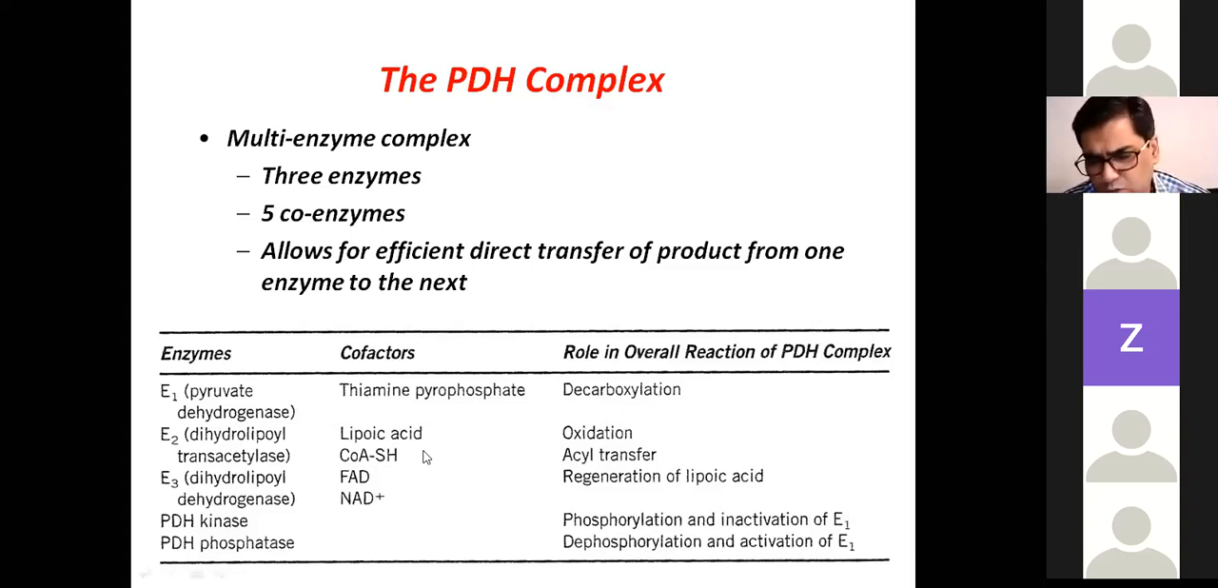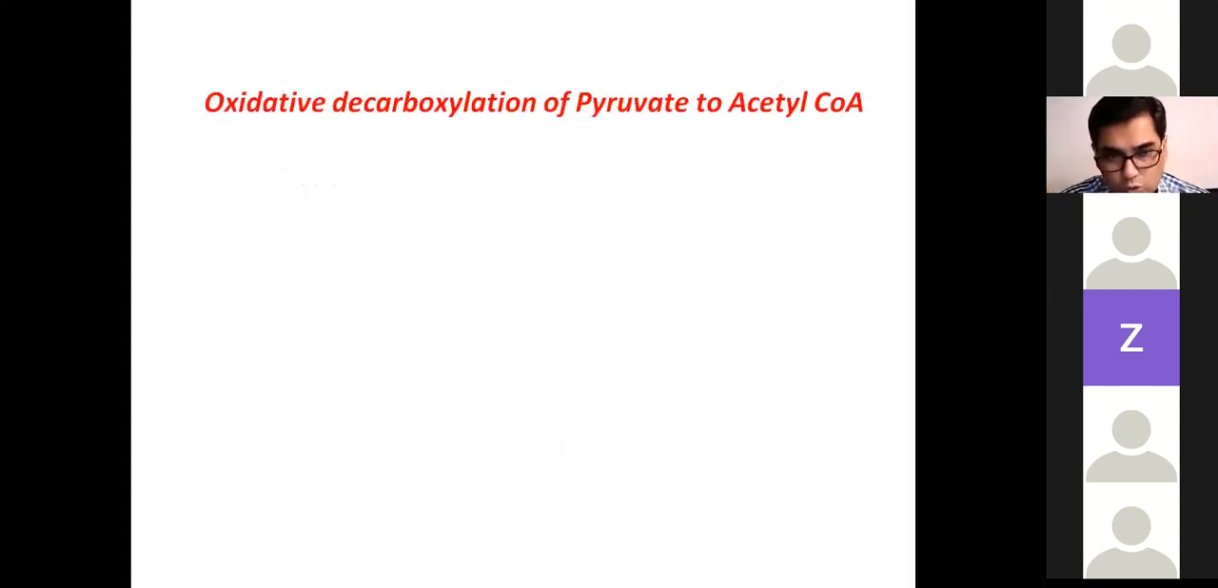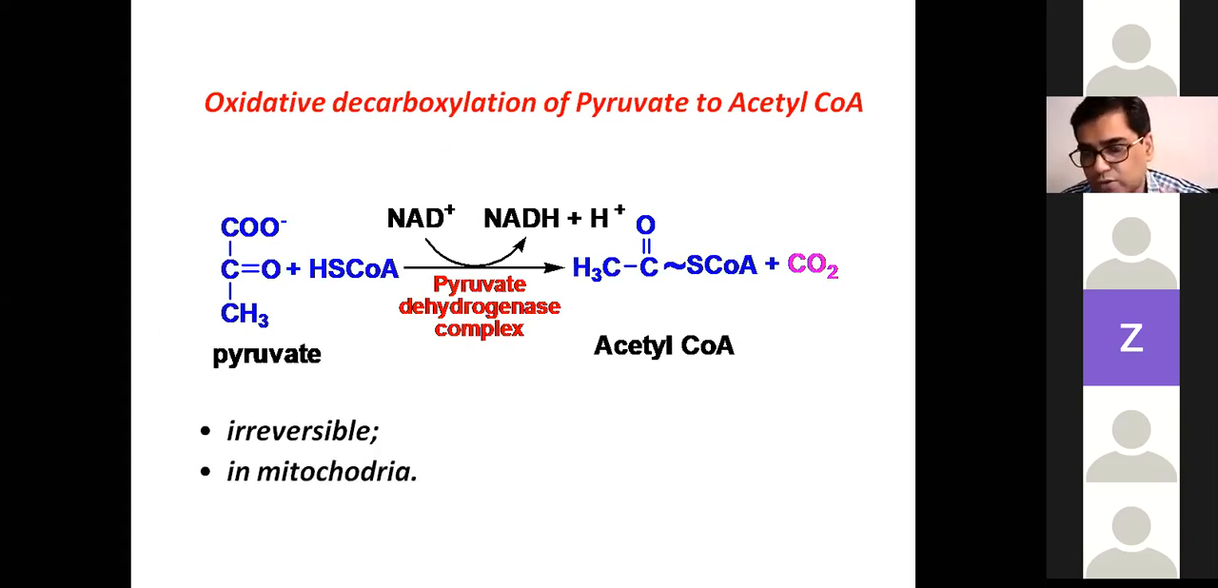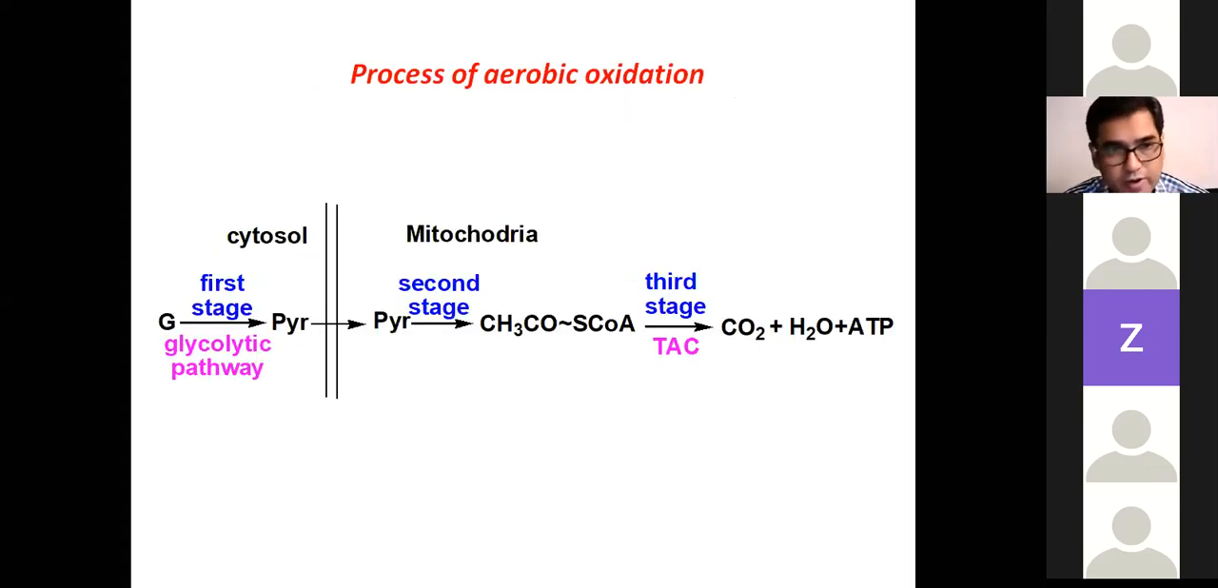So without going into much detail of the complex, you just need to know that this pyruvate dehydrogenase complex converts pyruvate into acetyl CoA, making it ready to enter into the citric acid cycle. Okay, so this is the reaction that I have just explained to you with the help of the pyruvate dehydrogenase complex. And this reaction is irreversible and taking place where? In the mitochondria, in the inner part of the mitochondrial membrane.